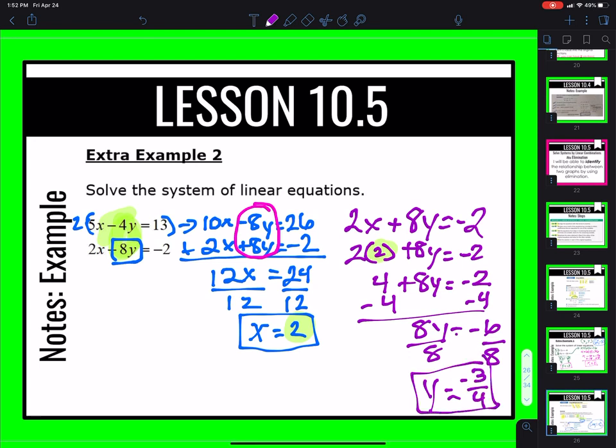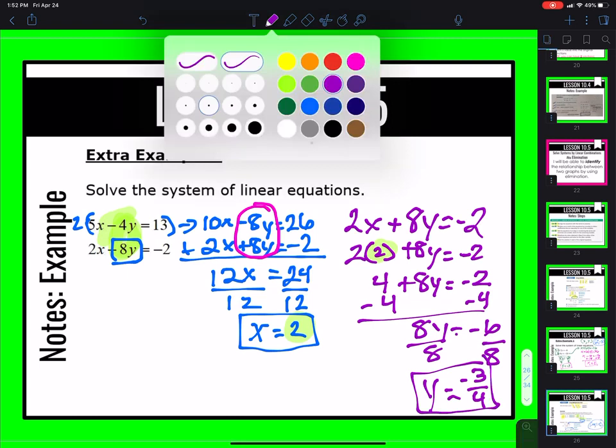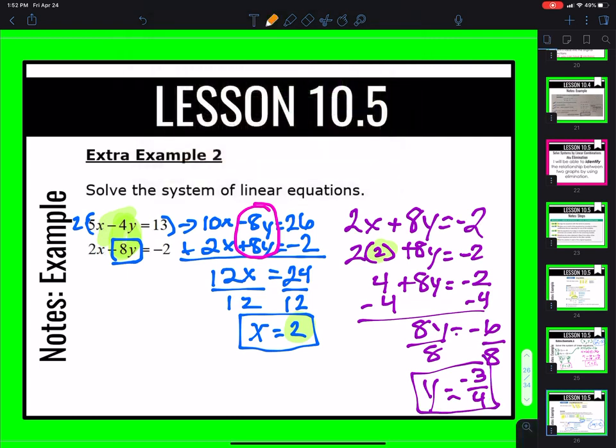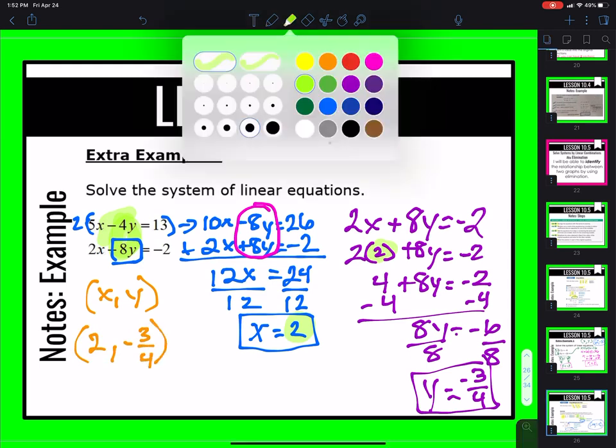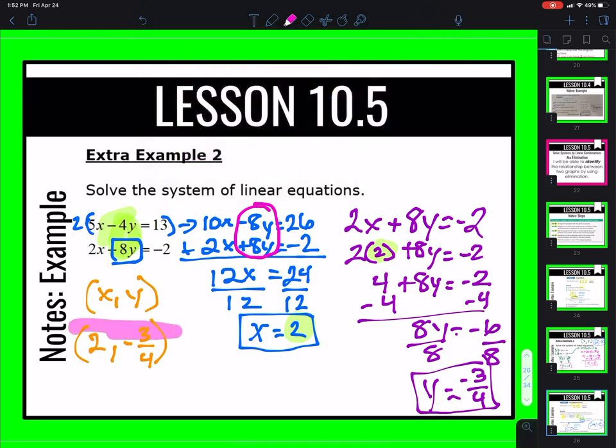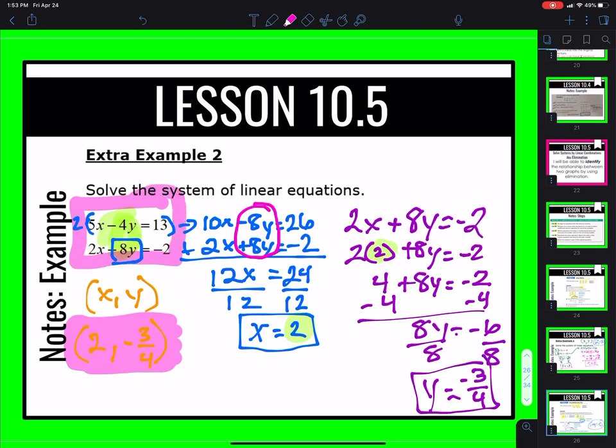Now remember, systems of equations, a solution is written in x comma y form. So here our answer is 2 comma negative 3/4. And what this tells me is where the two lines intersect. This is the coordinate point at which these two lines intersect on a coordinate grid.